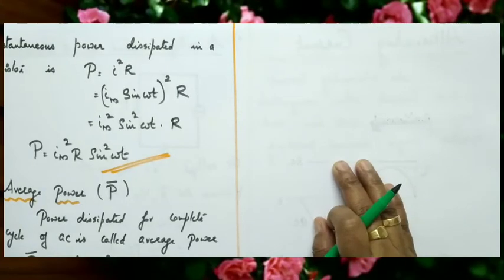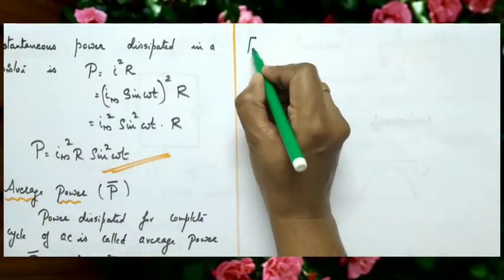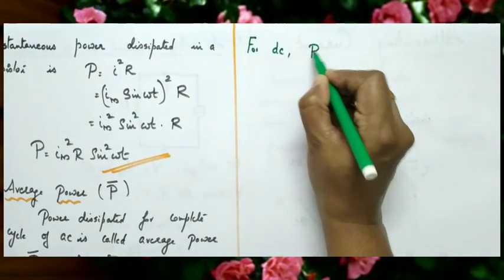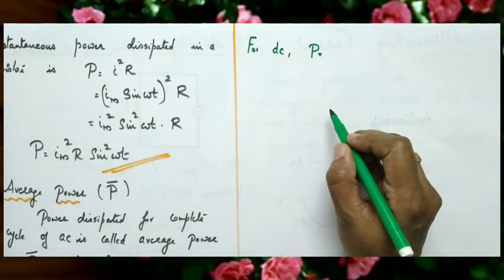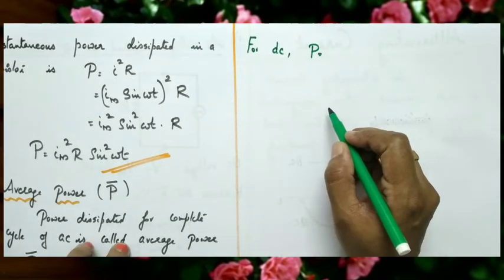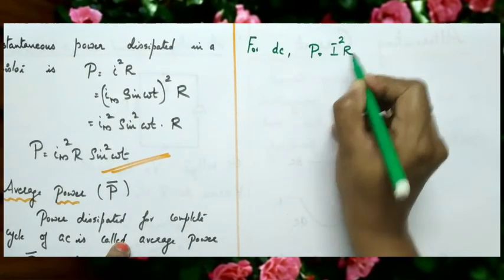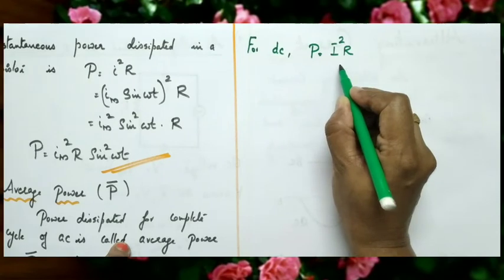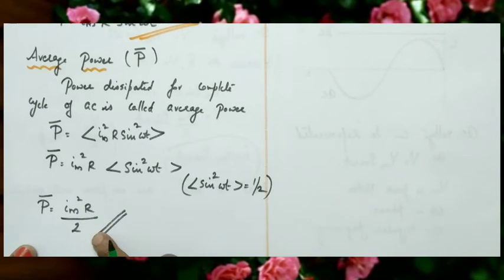Now, we have derived the formula for average power as Im square R divided by 2. But in DC, there is no average power or peak power. There is only one power in the case of DC, because current always remains constant in a DC. Therefore, power dissipated for DC current is given by I square R. But for AC, average power dissipation is given by Im square R divided by 2.